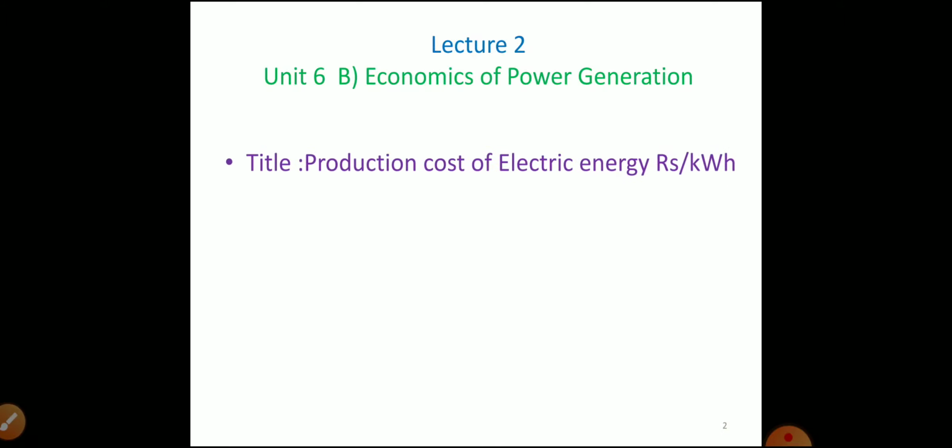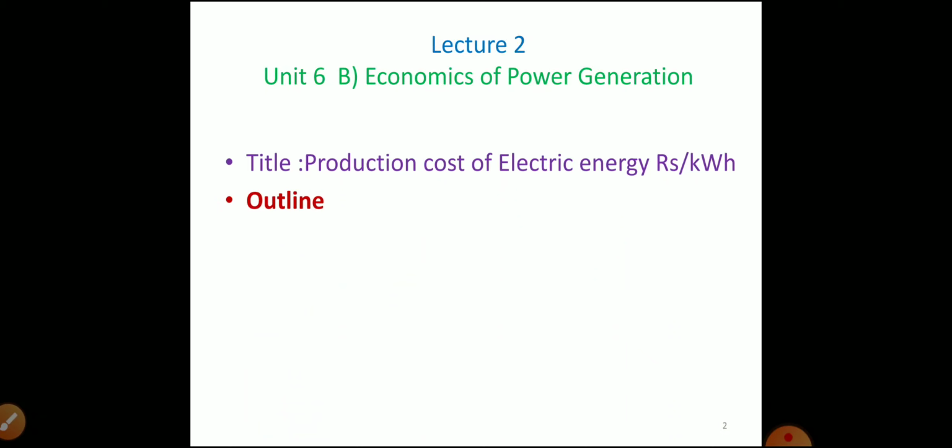This is my second lecture on Unit number 6, Economics of Power Generation. The title of this lecture is Production Cost of Electrical Energy, that is, how to find the cost of electrical energy.